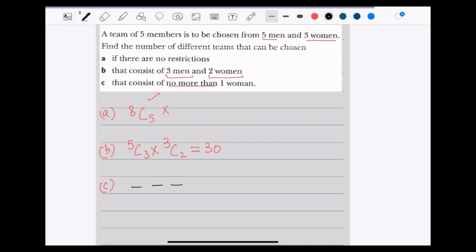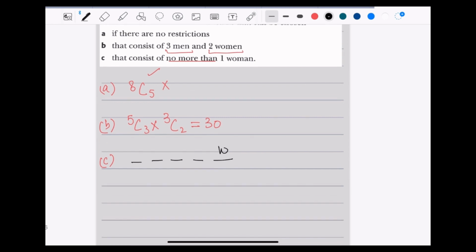1, 2, 3, 4, 5. We'll keep 1 woman here and the rest of them have to be men. So we can say that one of the conditions can be 4 men and 1 woman. But there are other ways as well. When it says no more than 1 woman, it did not mention whether there is any other possibility where no woman also can be a part.